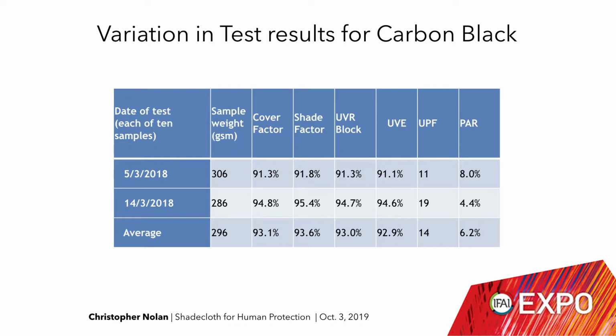Now here we have the data of a test for 2 samples, each of 10 samples taken, right? And what they do in these tests is they average the results. Now this is for a nominal weight of 325 GSM. And you see there, okay, the actual weight, sample weight, is 306 and 286, which is a lot less.